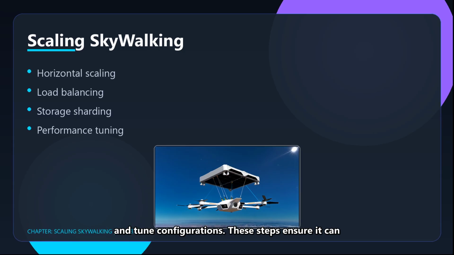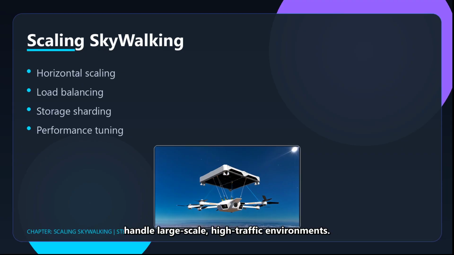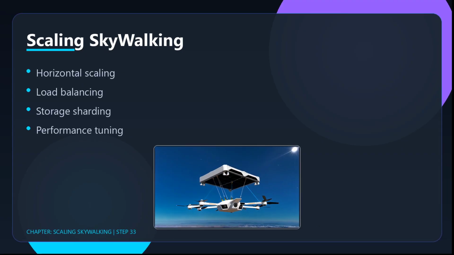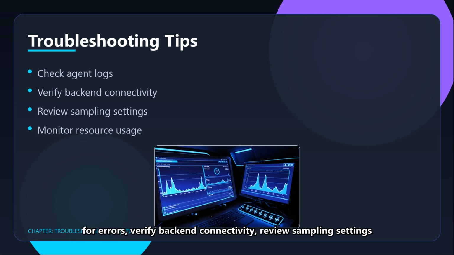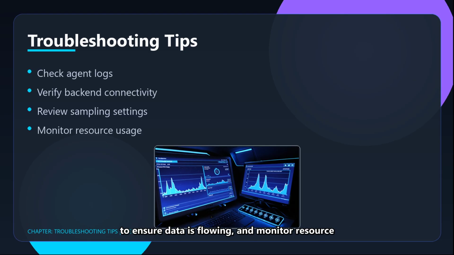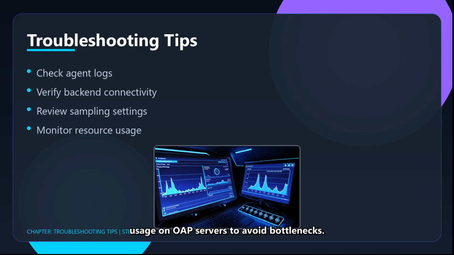These steps ensure it can handle large-scale, high-traffic environments. When troubleshooting SkyWalking, start by checking agent logs for errors, verify backend connectivity, review sampling settings to ensure data is flowing, and monitor resource usage on OAP servers to avoid bottlenecks.